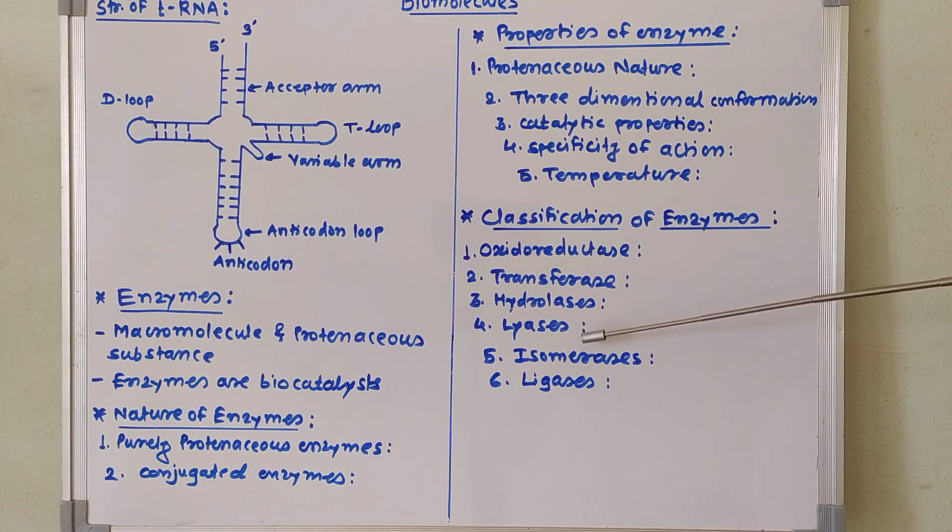Then lyase: those enzymes which catalyze non-hydrolytic cleavage, for example aldolase, fumarase, etc., are called lyases. Next one is the isomerase. Here the enzyme catalyzes the interconversion of geometric, optical and positional isomers.